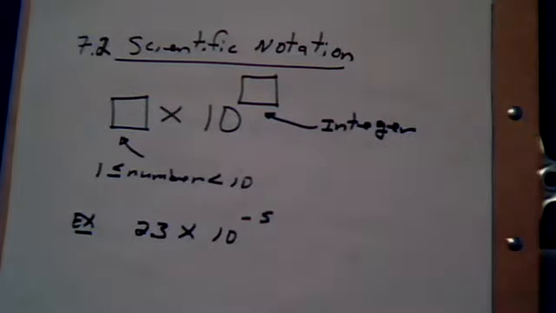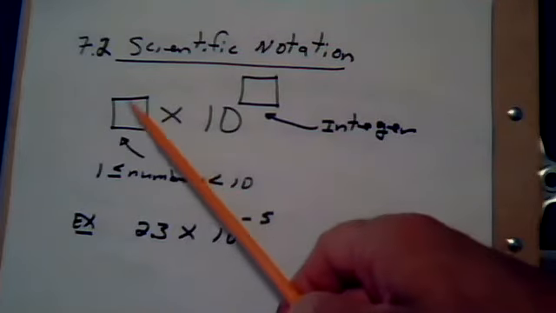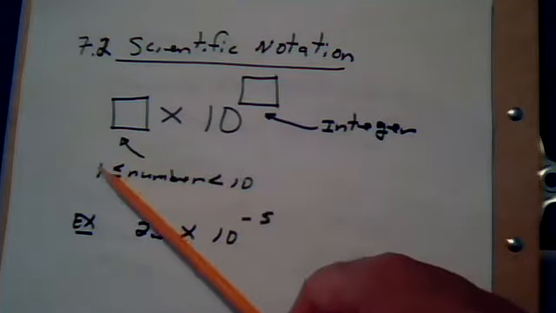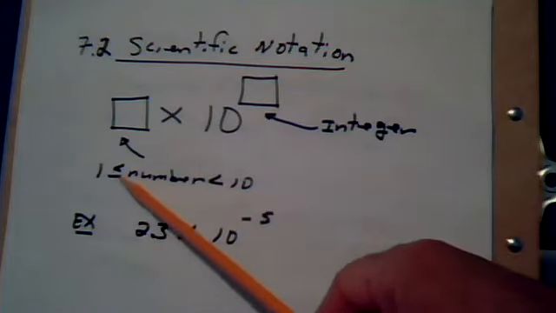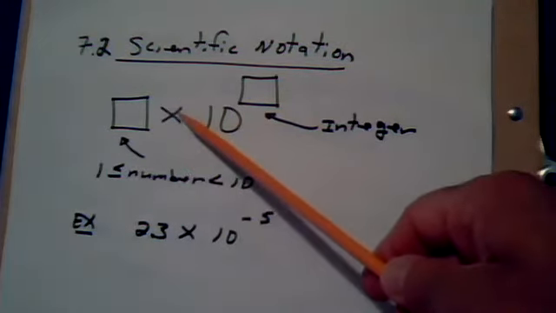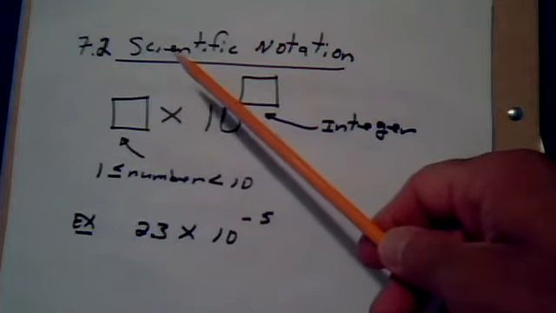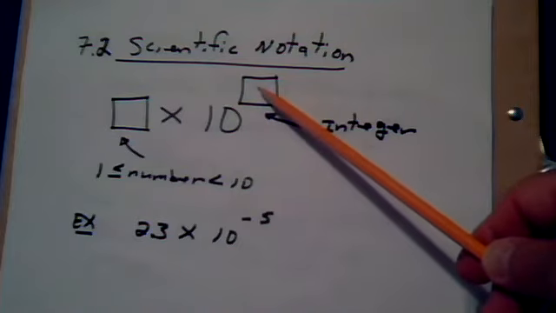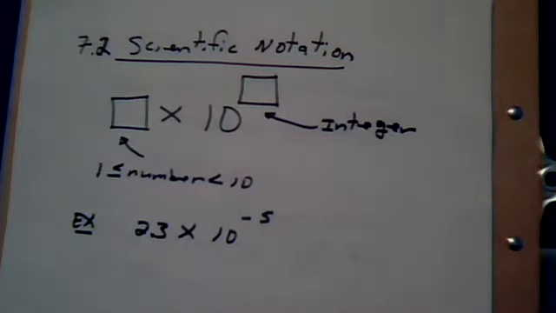Scientific notation is used to write very, very big numbers in a condensed form or very, very small numbers in a condensed form. And these are the rules. The number that's going to go here should be a number between 1 and 10. Notice it could also equal 1, but it has to be less than 10. It has to be a times. If there's a plus, that's not scientific notation. It has to be a times. This has to be a 10. And the number up here has to be an integer. Remember, integers are the whole numbers and their opposites.